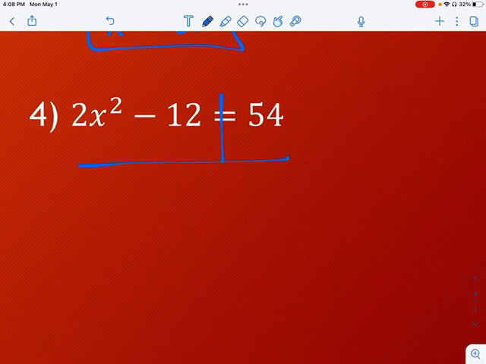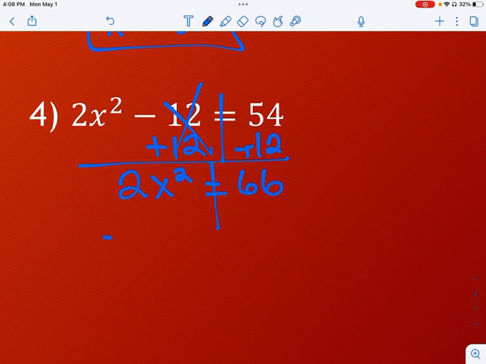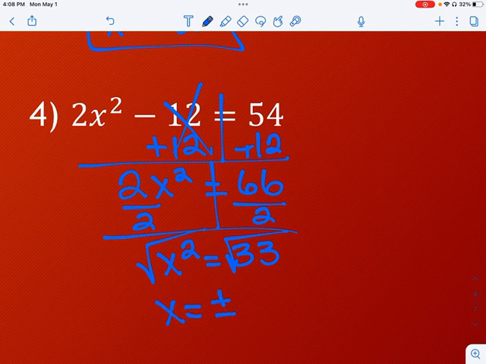Okay, let's try this fourth one here. So we're going to start in here. I'm going to add my 12 to both sides. And that's going to get me 2x squared equals 66. Then I'm going to divide everything by 2. So x squared is equal to 33. Take the square root of both sides. So x is equal to plus or minus the square root of 33.